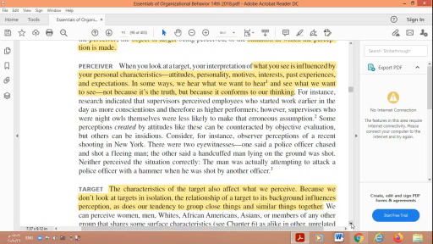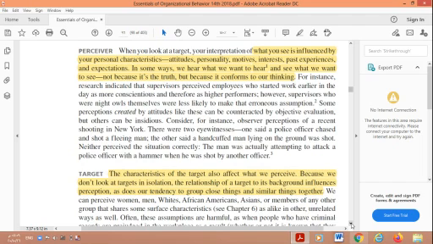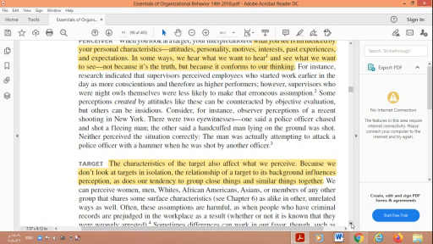The second factor is the target or the object that we want to interpret or understand. Once we talk about the target or the object, here we want to focus on the characteristics of the object or the target, such as sound, motion, size, and so on. So the characteristics of the target also affect what we perceive, because we don't look at targets in isolation. The relationship of a target to its background influences perception, as does our tendency to group close things and similar things together.